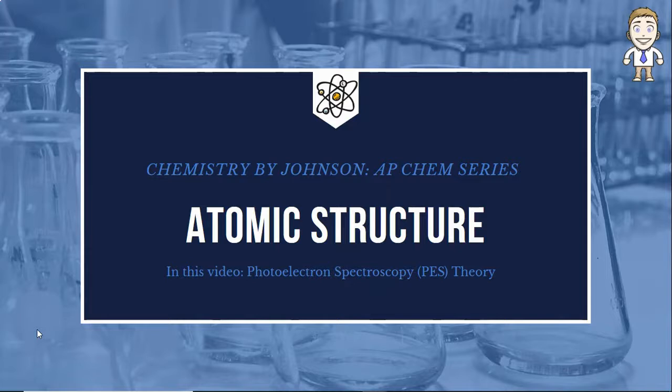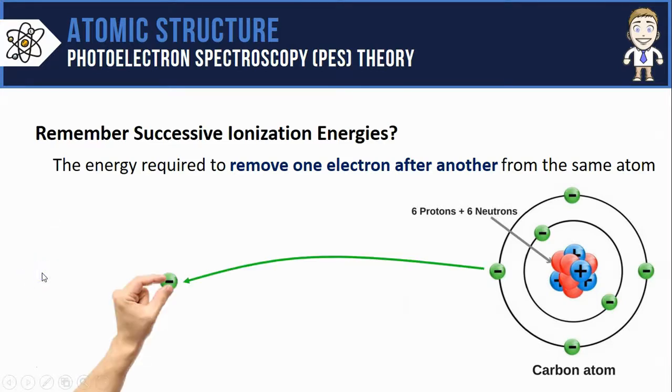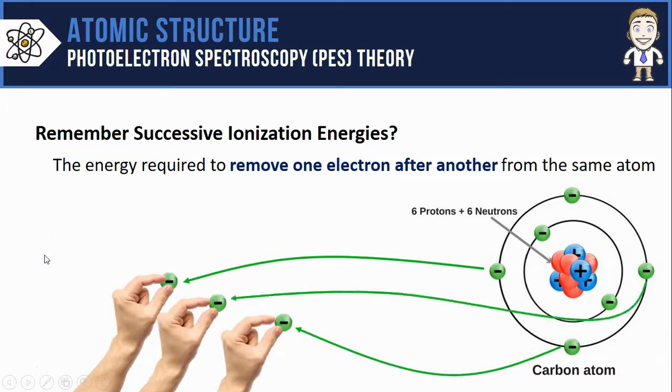Hey everyone, in this AP Chem series video, I'll explain the theory behind photoelectron spectroscopy. First, remember that successive ionization energies refers to the energies required to remove one electron after another from the same atom. So on my carbon atom, if I removed one electron and measured the energy it took to do it, I'd be measuring the first ionization energy, or the second, or the third, and so on.